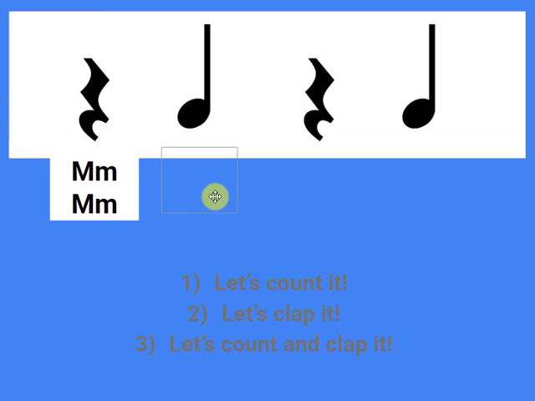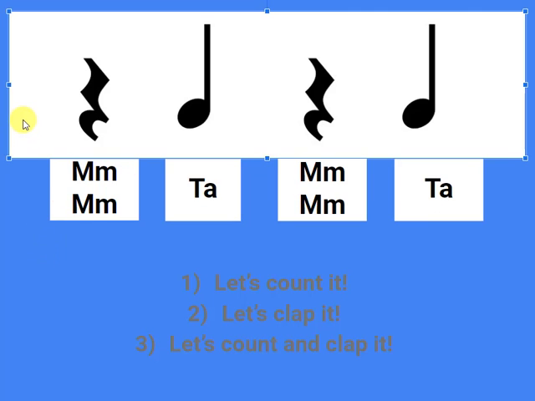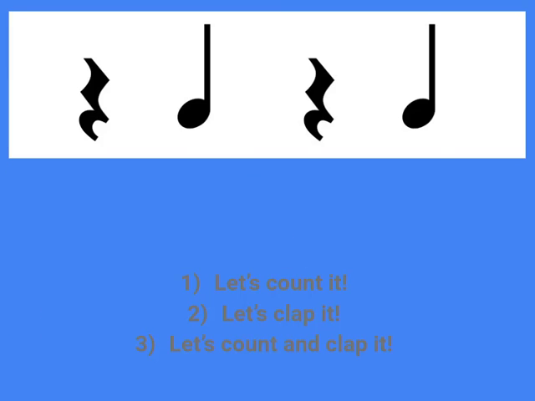So we have a quarter rest, and a quarter note, which is a ta, and then we repeat. So quarter rest, quarter note ta. Down, up, count it. Here we go. Ta, ta. Very good. All right, so let's see if we can figure out how to count this with numbers.